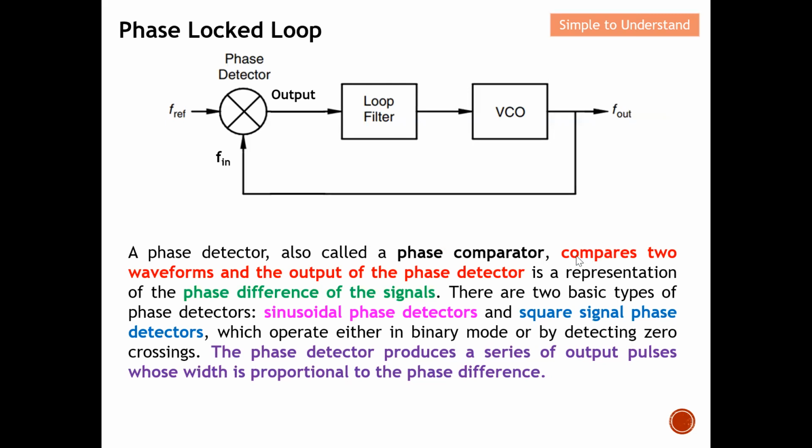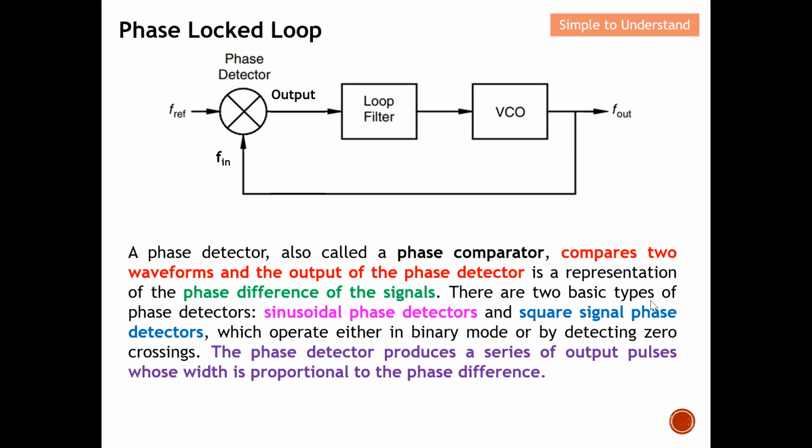Basically what they do is compare the two input waveforms, and the output of the phase detector represents how much the phase difference of the input signals is. So in short, if these two signals are correlated, then you will not see anything at the output. And if there is any phase difference between the two inputs, F reference and F in, then you will see something at the output. Then you know that there is a phase difference between the two input signals.